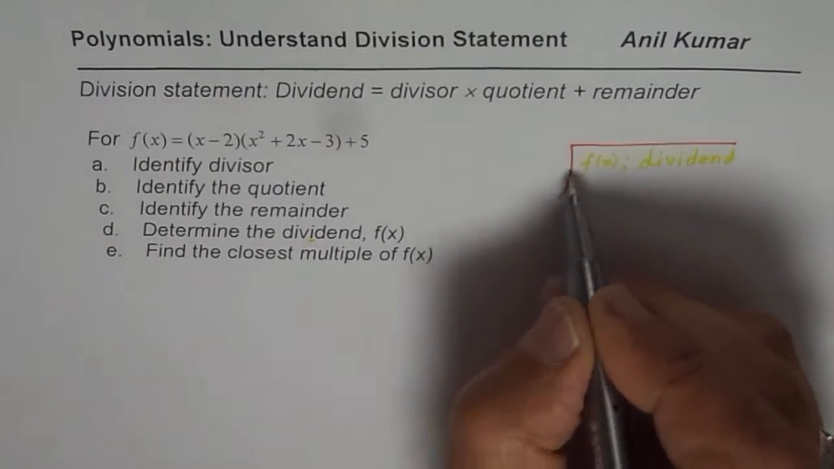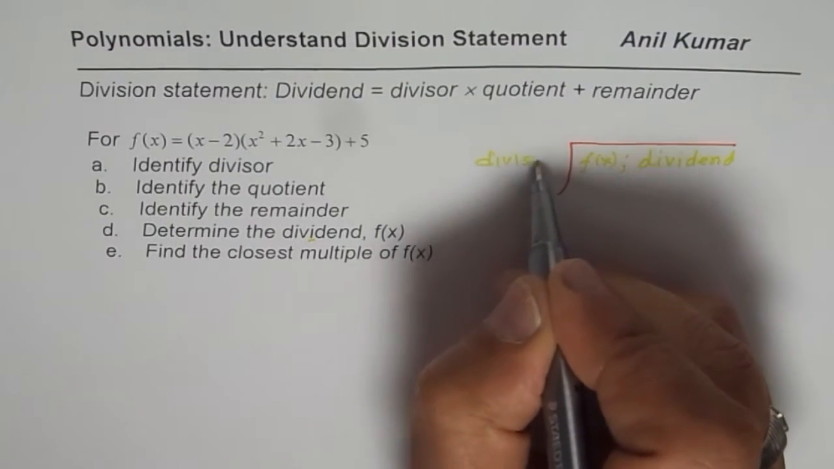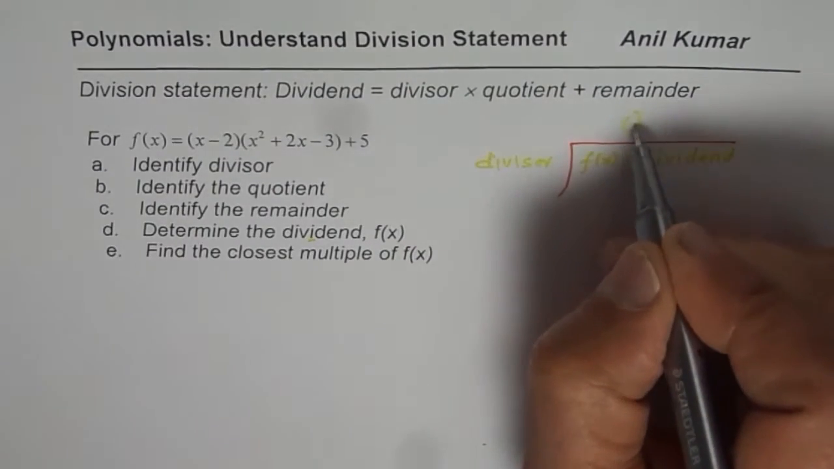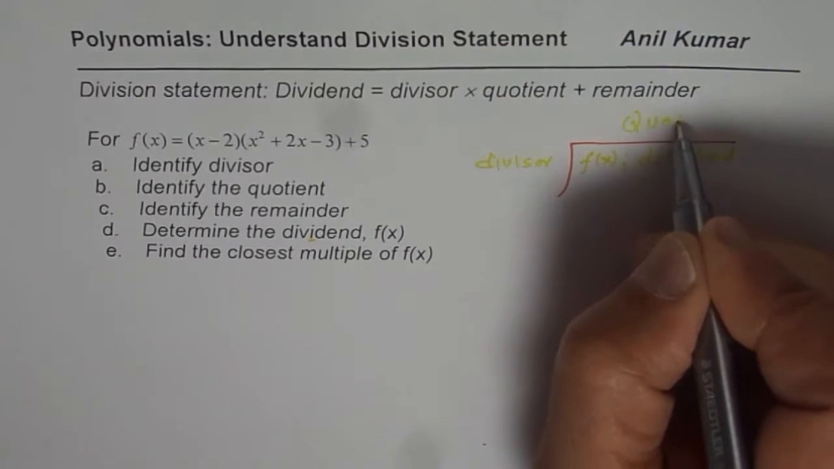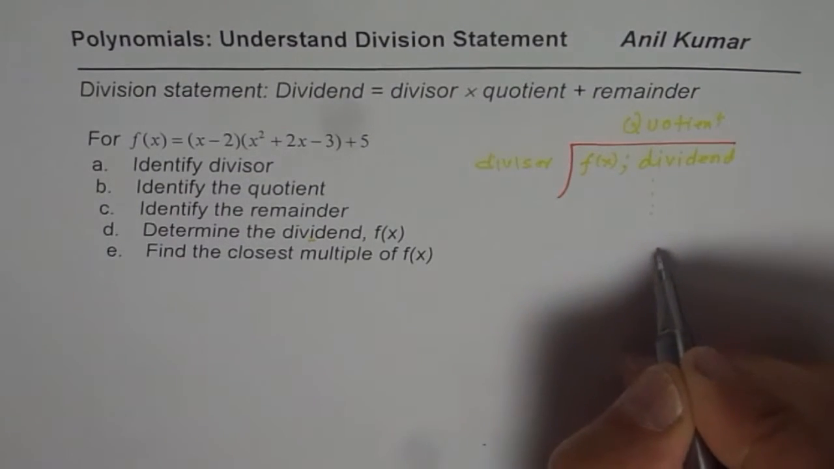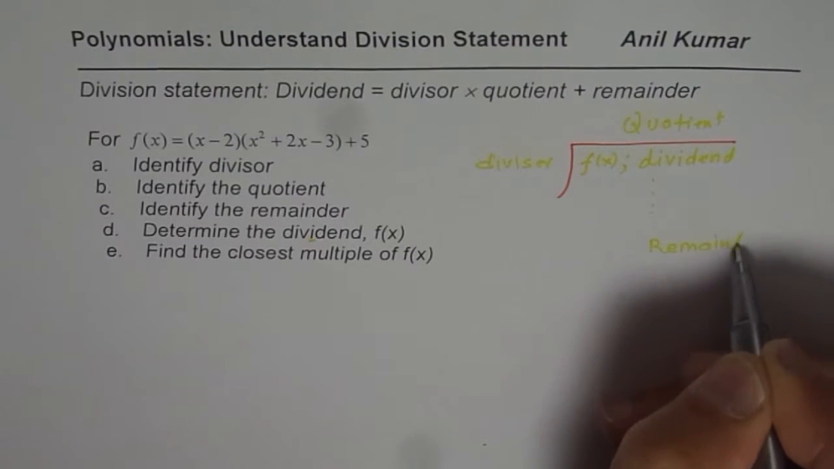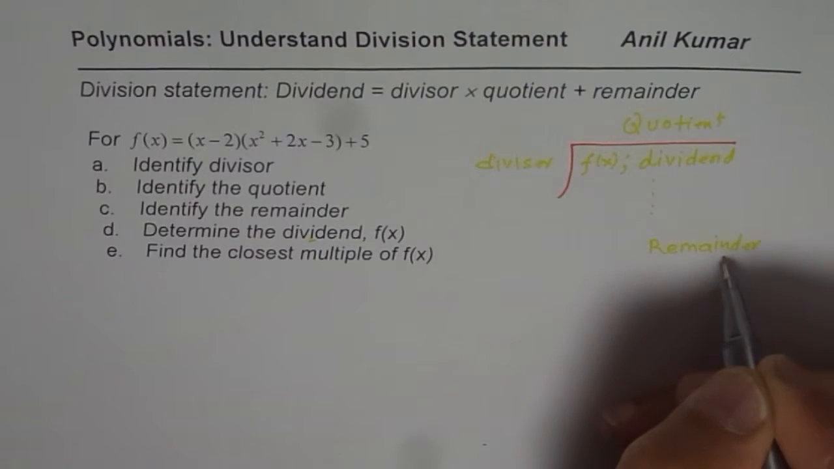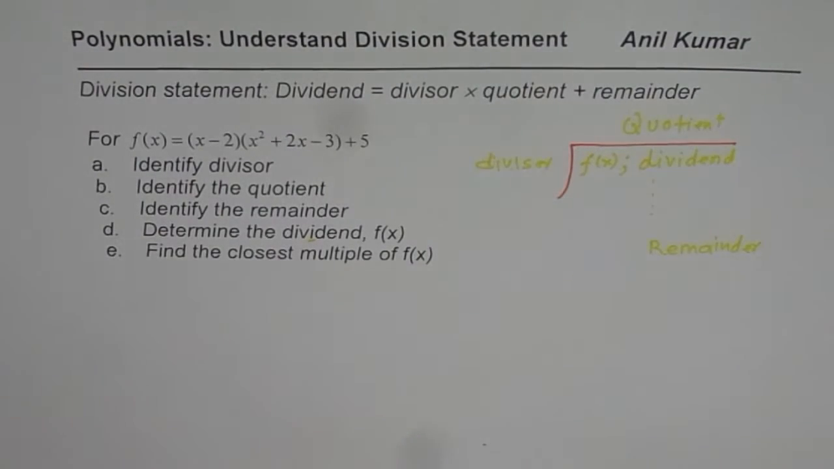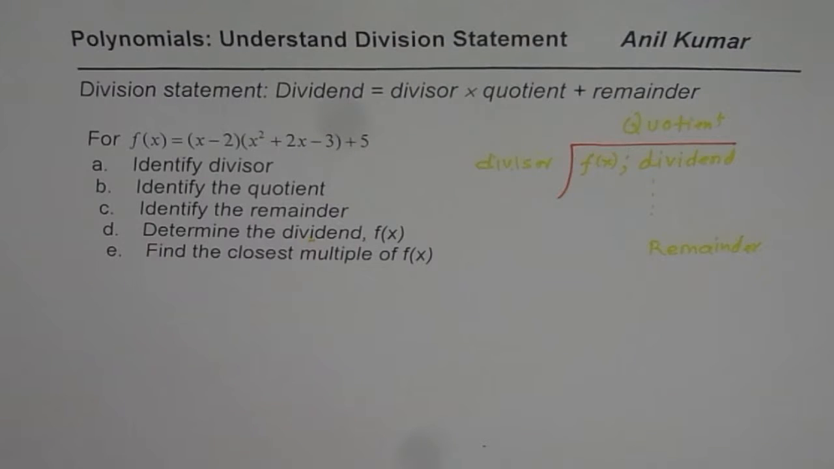Now here we have the divisor, and on top you get the quotient. When you do the process of division, at the end what you get is the remainder, right? The degree of the remainder will always be lesser than the degree of the divisor, because if it is more, you can further divide, correct? So that is how the situation is.